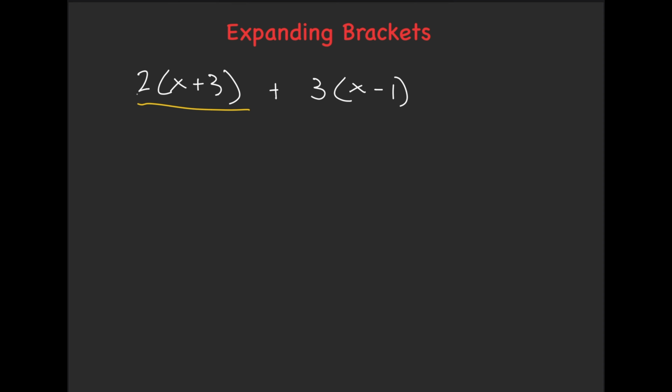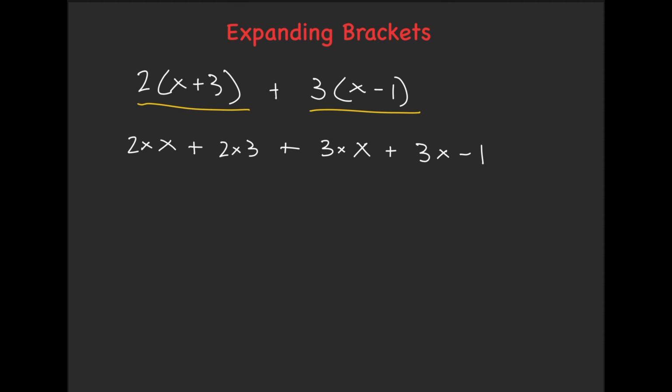So expanding the outside term multiplied by the first term in the brackets is 2 times x. And then we have the outside term multiplied by the second term in the brackets. So plus 2 times 3. And now we've begun expanding the first set of brackets. Now let's focus on the second half. So now in the same line of working that we've got here, we do 3 times x plus 3 times minus 1.